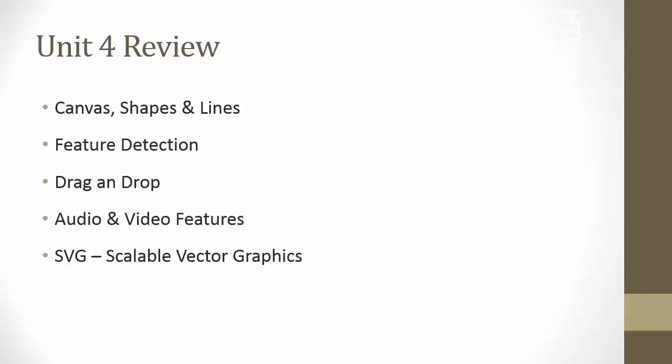Unit 4 was a little more advanced. We got into the canvas feature and how you can draw shapes and lines. I showed you how to do some feature detection to make sure that the user's browser is up to par with the actual code. We looked at the drag and drop feature, audio and video features, and also SVG, which was scalable vector graphics.